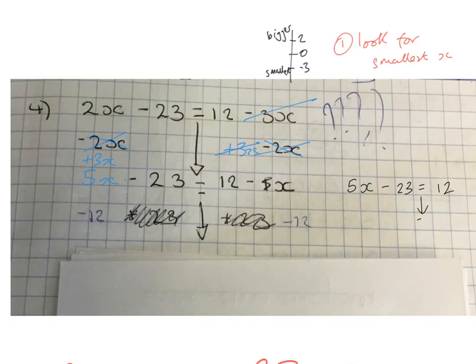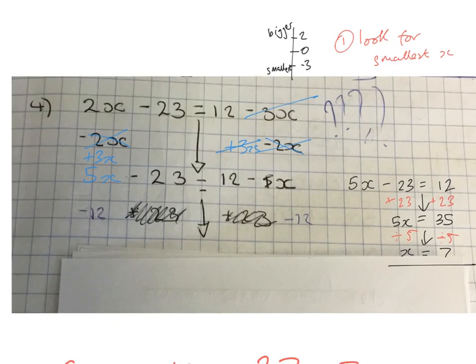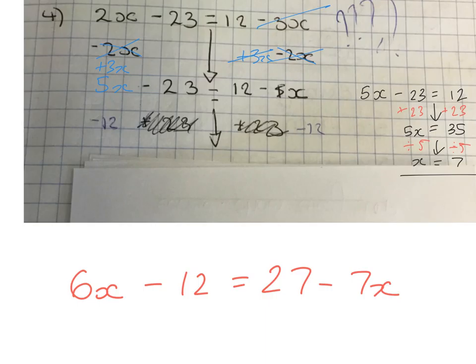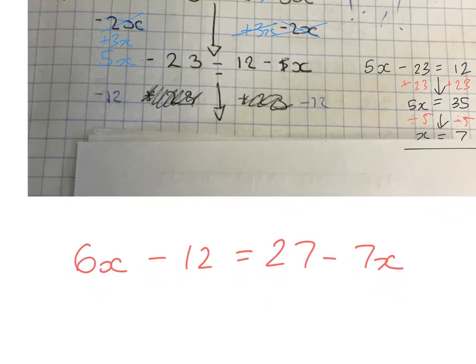I would now put my line down and I'd start trying to get x on its own. I would now add 23 to each side to get 5x equals 35, and then finally I divide by whatever is in front of the x, which is 5, but I need to do that to both sides, so divide both sides by 5, we get x is equal to 7. There's a question below. Please can you pause the video now and attempt this question, and your teacher will tell you if it is correct.